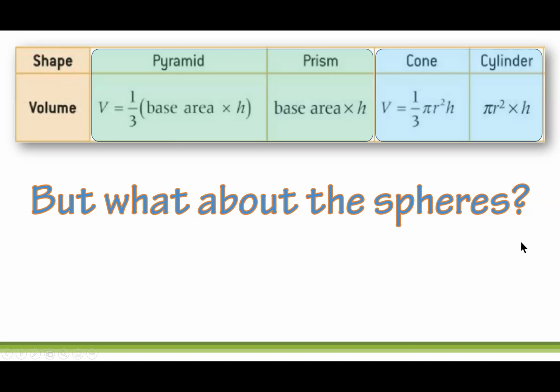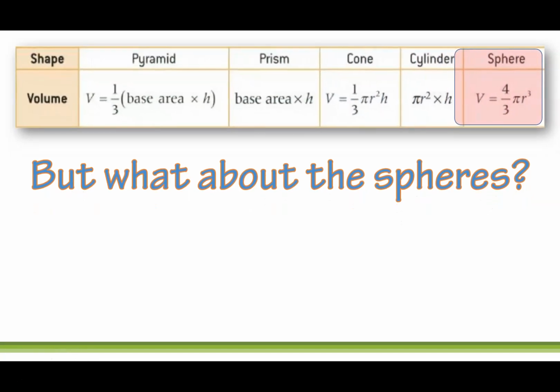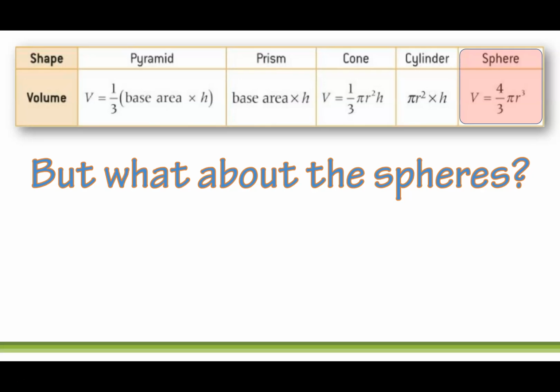What about spheres? I mean, that's a different type of non-prism. Well, we can do that too. And here's the formula for the volume of a sphere. You take pi times the cube of the radius, and you take 4/3 or 1 1/3 of it. I'm going to go back to another video to see if I can show you why that's true.